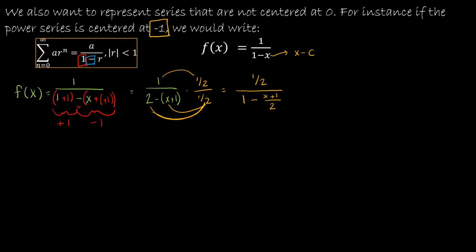From here, all we're going to do is assign what my a value is and my r value is based on this structure. Looking at this, I can see that a must be 1/2 and r must be x plus 1 over 2.